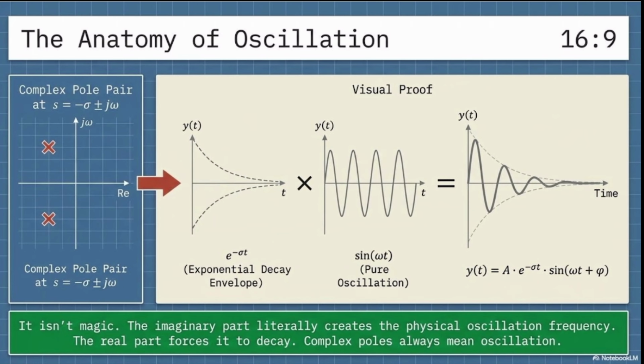Another important thing is the anatomy of oscillation. As I just talked about, when we have a system, especially a second order system, meaning we have 2 poles, we are going to deal with oscillation. So what causes the oscillation? It is my imaginary part. As you can see over here, I have my poles as negative sigma plus or minus j omega. So this omega, the imaginary part, is going to cause oscillation. On the other hand, we have my real part.